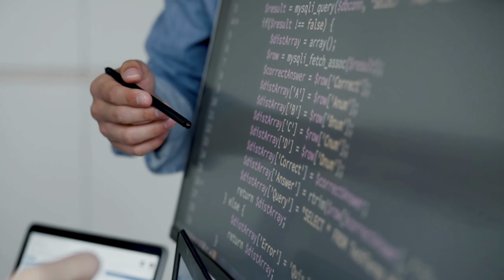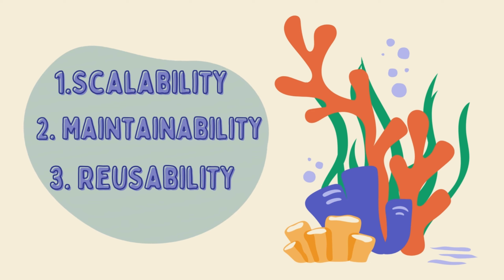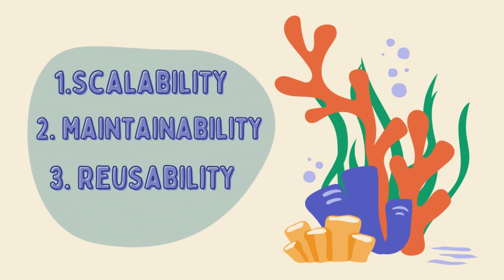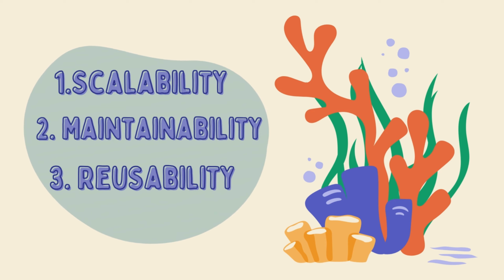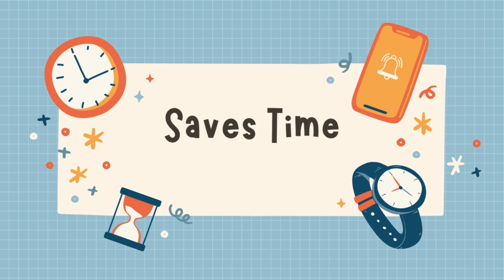Several benefits of using architecture are scalability, which makes it easier to add new features without breaking existing ones. Maintainability helps to fix bugs and update the code efficiently. Reusability encourages using common components across the project to reduce duplication. In short, a good architecture saves time, reduces complexity, and improves project quality.